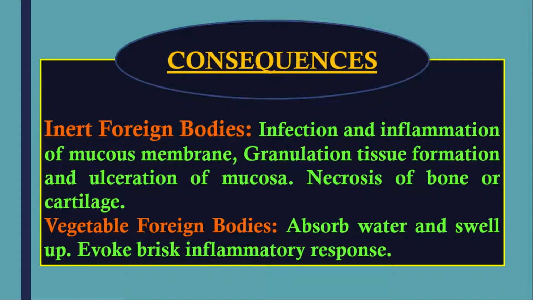Now, consequences of foreign bodies. As far as inert types of foreign bodies are concerned, there is infection and inflammation of the mucous membrane, granulation tissue formation, and ulceration of mucosa. Necrosis of bone or cartilage can also occur. Whereas vegetable types of foreign bodies usually absorb water and swell up, evoking a brisk inflammatory response.